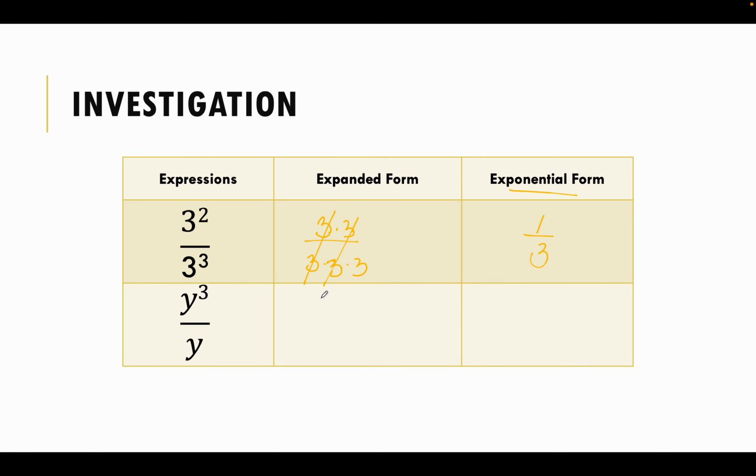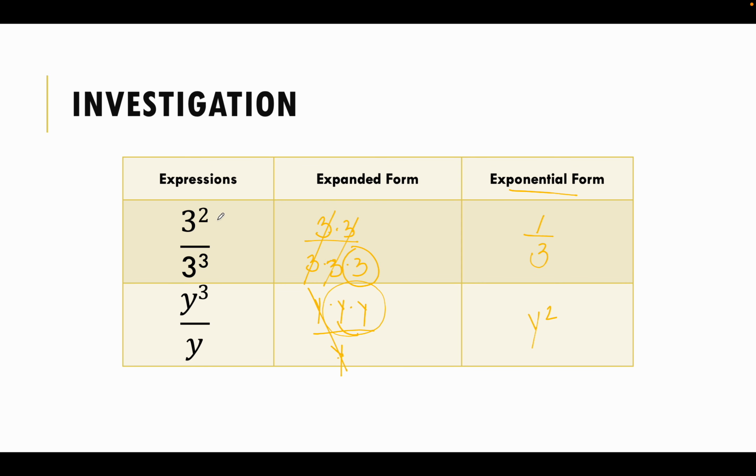For our second example, we have y to the third, which is y times y times y, all divided by y. Y over y, anything over itself is going to be 1, leaving us with y times y in the numerator, which is y squared.